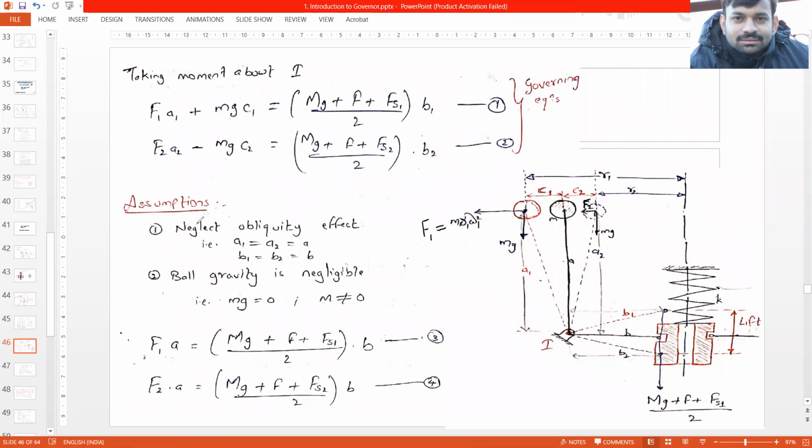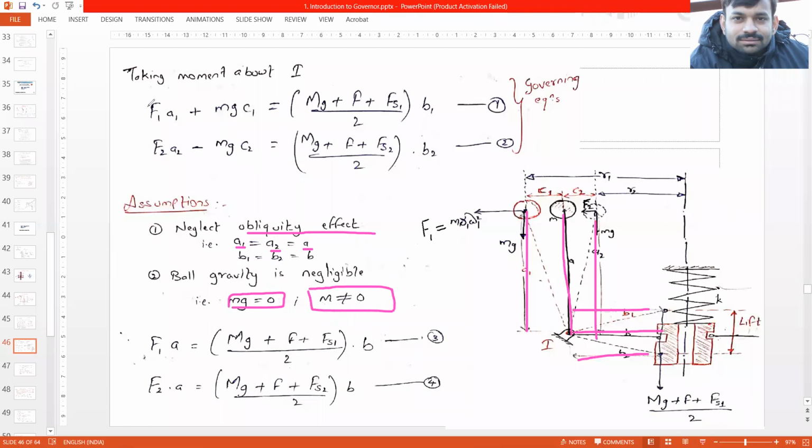Now, if we take some assumptions, the first assumption is to neglect the obliquity effect. So what is the obliquity effect? If A1 is equal to A2 is equal to A, that is, all these vertical distances are the same, and the horizontal distances, that is B1 is equal to B2 is equal to B. So these are taken as equal, and the ball's gravity is negligible. So mg is equal to 0. Why is mg equal to 0? Because mass cannot be equal to 0.